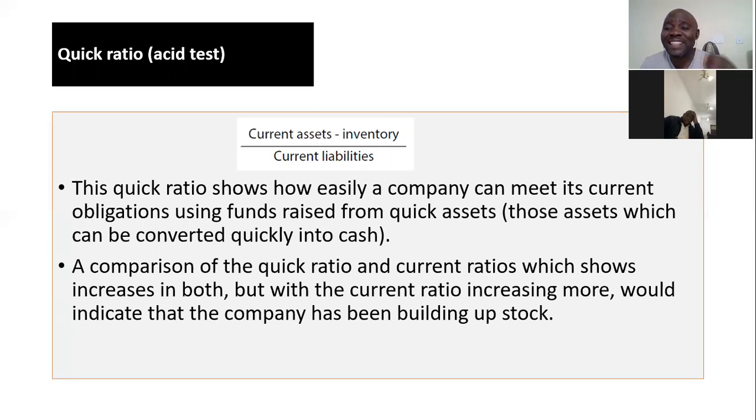But in this case, I know that on average, it's inventory that is difficult to convert into cash. And this is what we're saying: let's try and remove it so that we have an acid test. Let's test the acidity levels of this particular ratio and see whether we should be in a better position to pay back our obligations as they fall due. And these obligations, we are looking at short-term obligations.